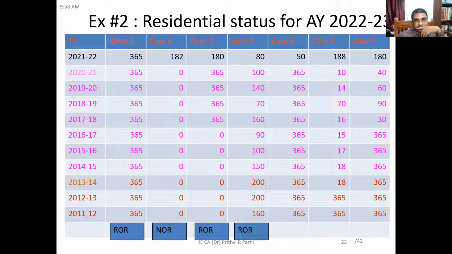Deemed resident? No, deemed resident is a different situation. As I told you, if you look at the earlier chart on the board, first you have to see whether he's a resident or not. You tell me whether he's a resident. Is the 180 days condition complied with? No. Is the 60 plus 365 condition complied with? No. So he is a non-resident. And if he's a non-resident, then you need not check the additional conditions. Understood? Yes, sir.